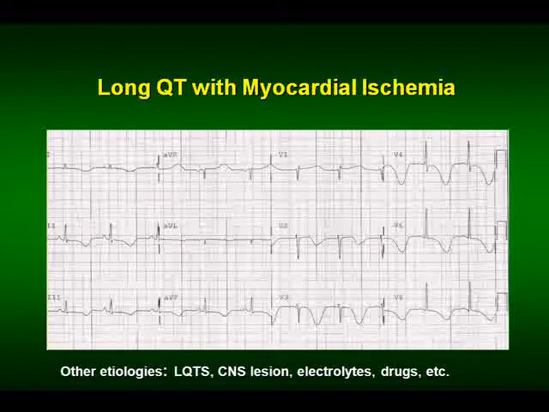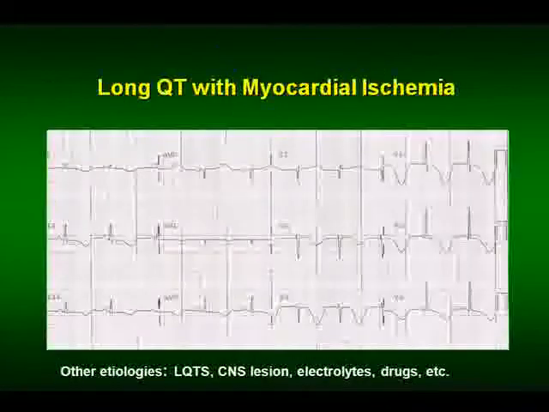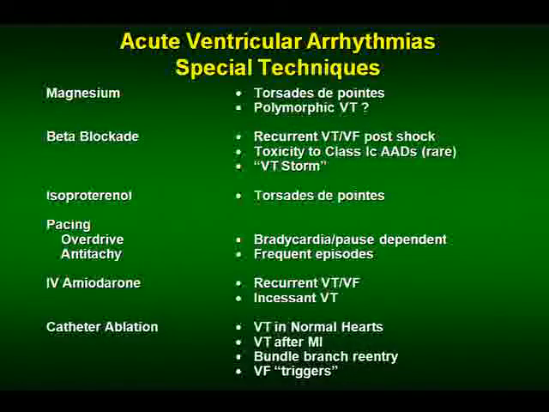Here's somebody with a really long QT interval and ugly looking T waves. They're inverted all over the precordium and the inferior leads. Well, what's causing this? Long QT syndrome? Well, this person was 79 and had been asymptomatic. CNS lesions can give you things like this, and you have to worry about that. Severe electrolyte imbalance can do it. Drugs can do it. In this case, that's later this morning. In this case, it was ischemia, but you have to think about all those things. What can I treat? What can I reverse?